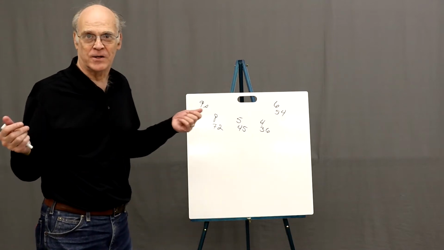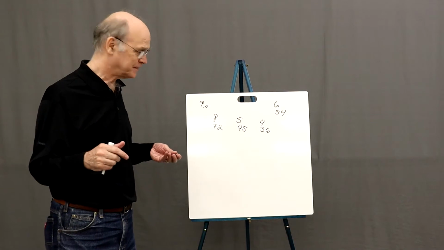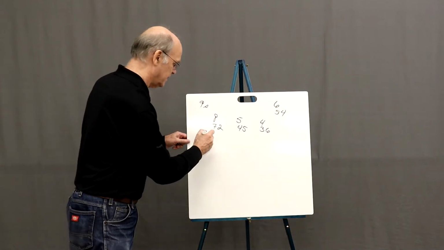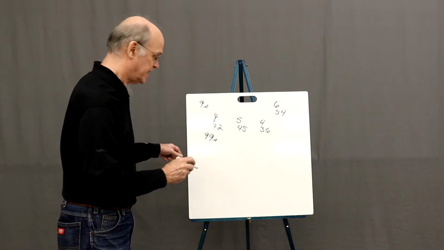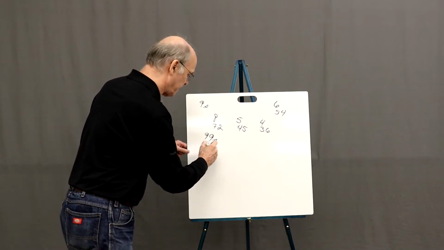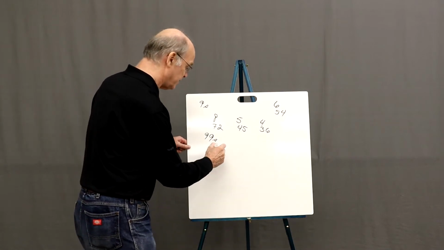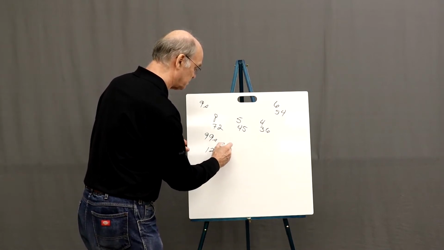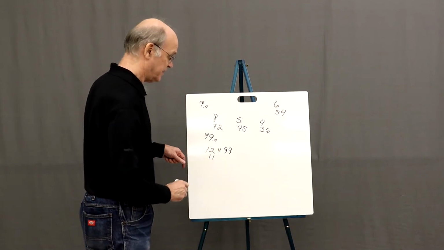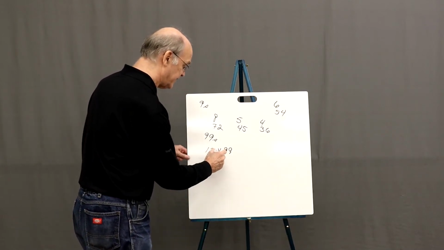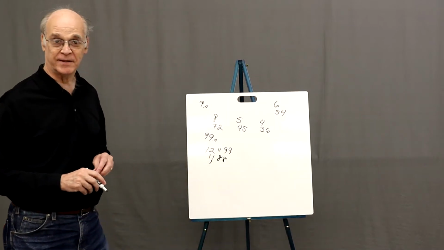Well, yeah, but we already know our 9s times tables, Mr. Gilbert. That's not very useful. Well, it also works with the 99s. If I was to try to take 99 times 12, 1 less than 12, 11. 99 take away 11, 88. Throw a comma at it, and we're done.